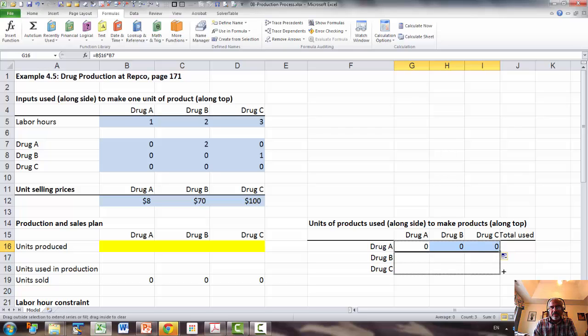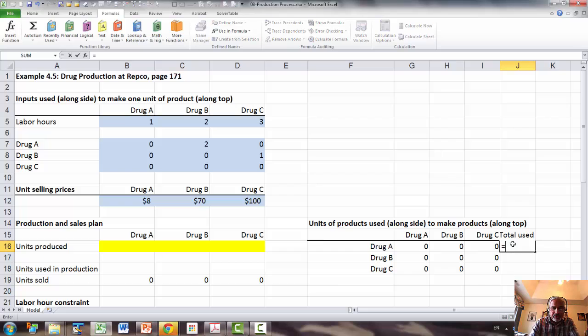Now if we copy that down, that will give you the number of units that will be used up for producing the other products, and then you sum this, and you get the total used. For example, if you're going to produce 1 unit of B, then you see 2 times 1 unit, 2 units of drug A will be used up in production of other products. And similarly here, if you produce 1 unit of C, then 1 unit of B will be used in the production of C.